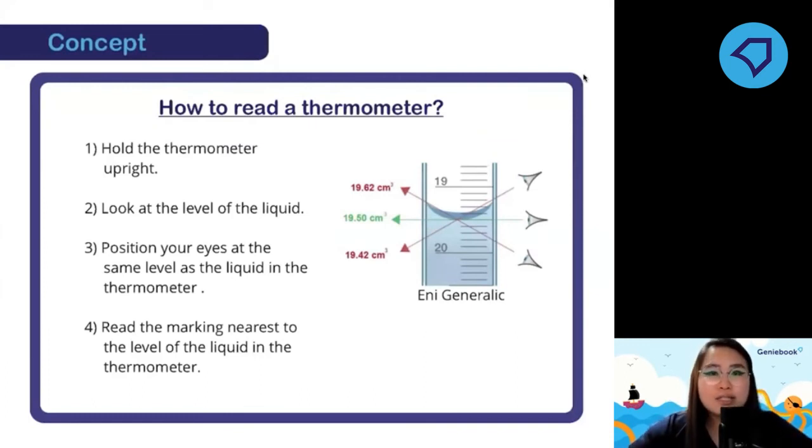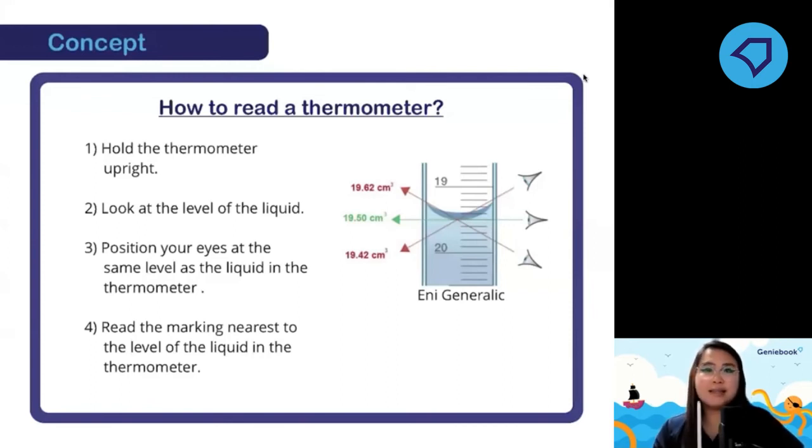In order to use a thermometer properly, what are you supposed to do? Firstly, you should always use the thermometer upright, because all the liquid is placed at the bottom, which is the bulb of the thermometer. Then you're supposed to immerse the bulb of the thermometer into the liquid, maybe like this. Immerse the entire bulb into the liquid, and hold the thermometer upright. And next, what else should you do?